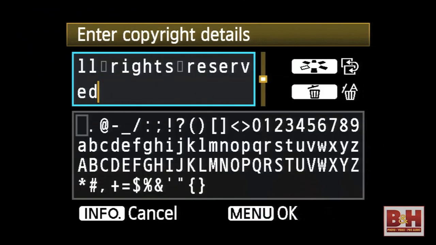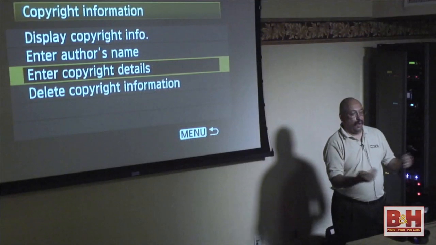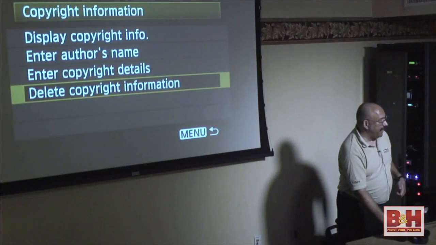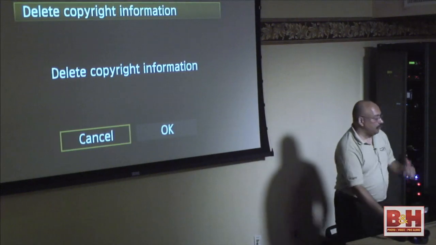And you can enter copyright details as well in the same way. There's more here than what you see on screen, obviously. There's a finite number of characters you can put in. But once that's done, just hit OK. Oops, hit the menu button. And you're done. If you want to change it, for instance, if you're loaning the camera to somebody else and you want to delete that, you can do that too. You can take all the information you've written and just delete it in one fell swoop.